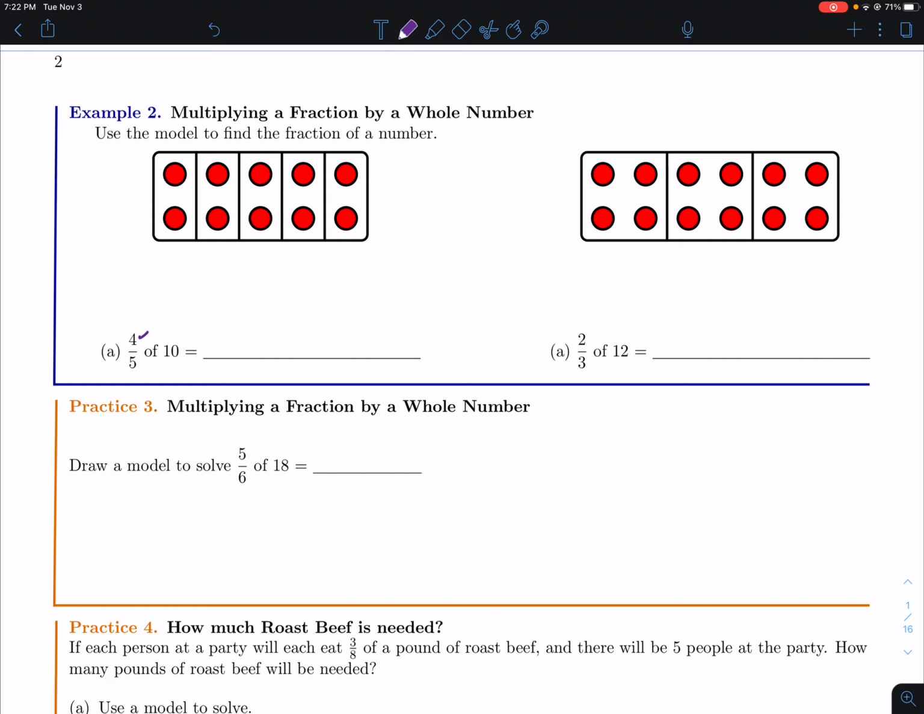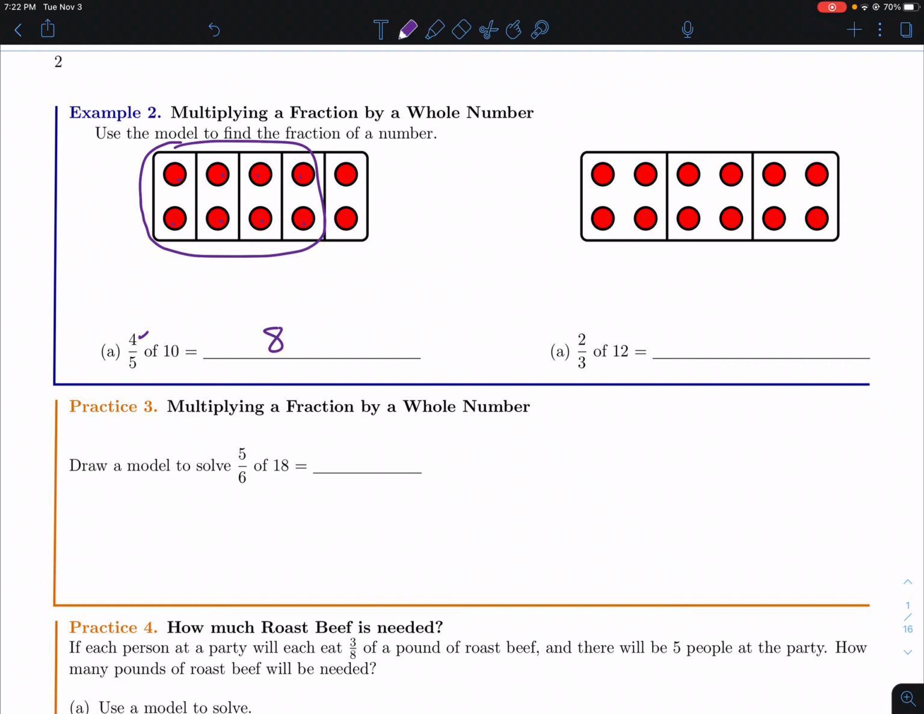But in this case, since we want 4/5 of 10, that means I want to circle 4 out of the 5 chunks. So I want to circle this many and count how many I've got. I've got 1, 2, 3, 4, 5, 6, 7, 8. So I've got 8 that are circled. So 4/5 of 10 would give me 8 in this case.